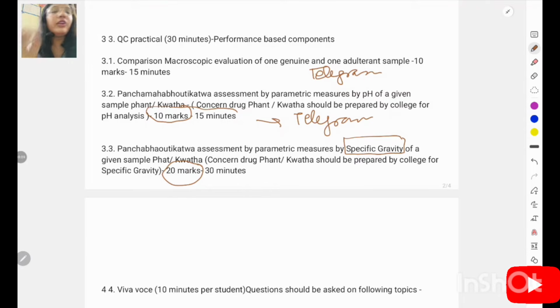The third portion is of 20 marks, and it is specific gravity. You should know very nicely how we examine specific gravity, what apparatus is used, what principle it is based on, how it works, and how we do the calculation. All those headings should be covered, and I will share the best PPT for this on Telegram, so you can see it from there.